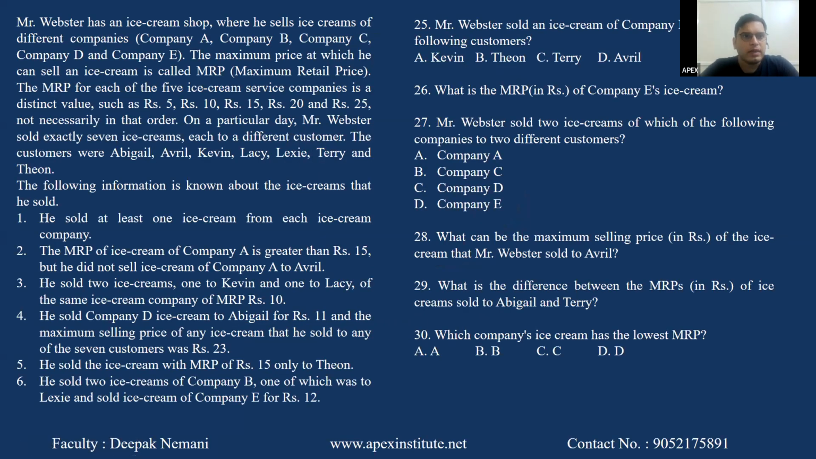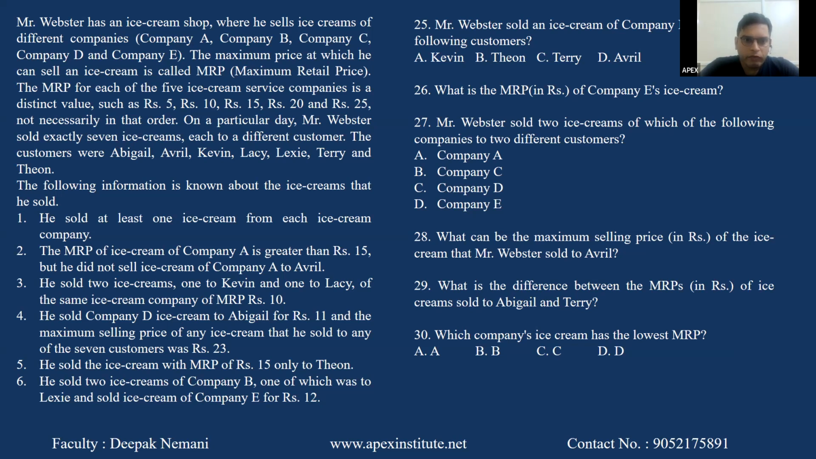Mr. Webster has an ice cream shop where he sells ice creams of different companies, A, B, C, D, and E. The maximum price at which he can sell an ice cream is called MRP, and we are given 5 different MRPs for the 5 ice creams of these 5 companies. On a particular day, Mr. W sold exactly 7 ice creams to 7 different customers. So there will be one customer who would have purchased more than 1 ice cream. Now the following information is known about the ice creams that he has sold.